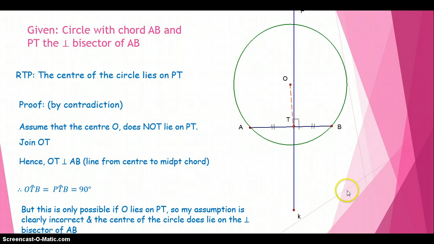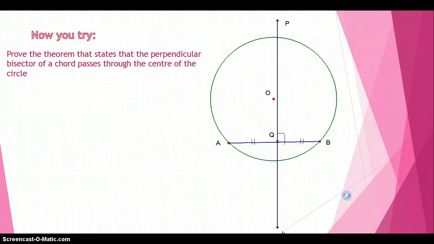So we have a contradiction, and it's only possible if O lies on PT. So my assumption is clearly incorrect, and the center of the circle does lie on the perpendicular bisector of AB. I have proved that by contradiction. Moving along, you try one for yourself now.